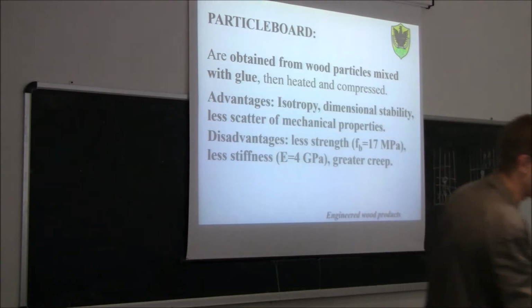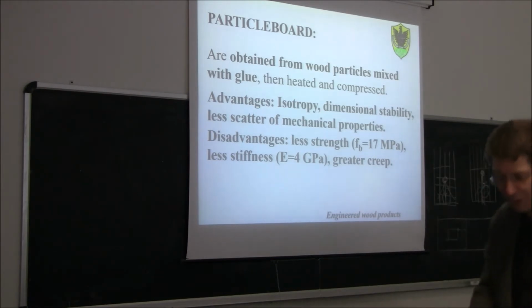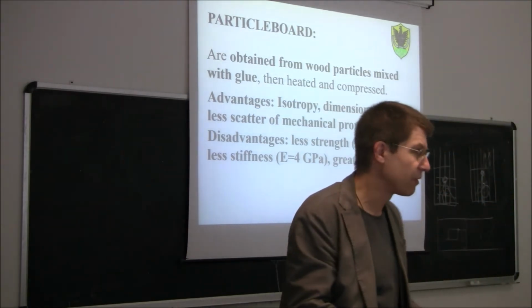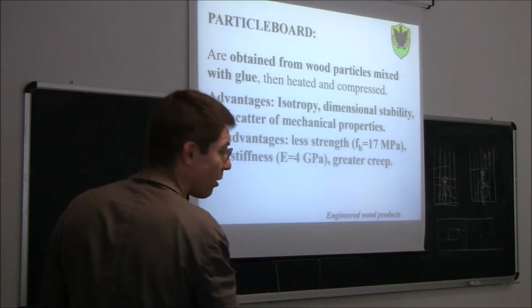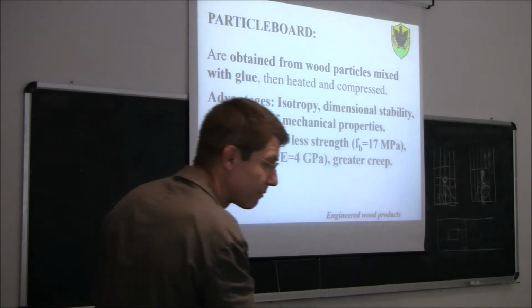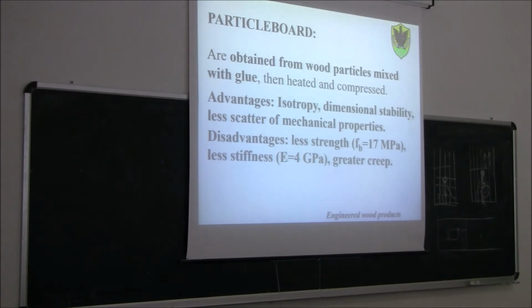However, there are also some disadvantages. First of all, less strength. So you see the bending strength is 17 megapascal, it's not a lot. Less stiffness, only 4 gigapascal. Why so low stiffness? Because they are mostly made of glue. So they are made of course of wood particles, but lots of glue. So the glue doesn't have a high modulus of elasticity. So the modulus of elasticity is very low, and also greater creep. Also lots of creep because the glue is a viscous material. So we can just expect to have lots of creep.